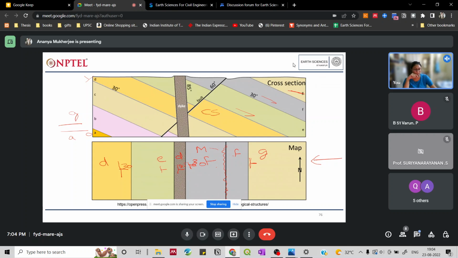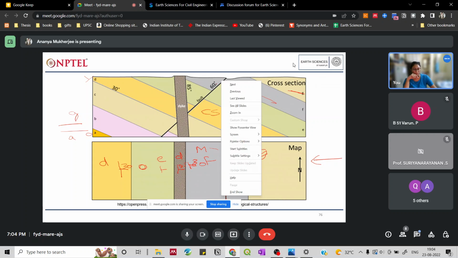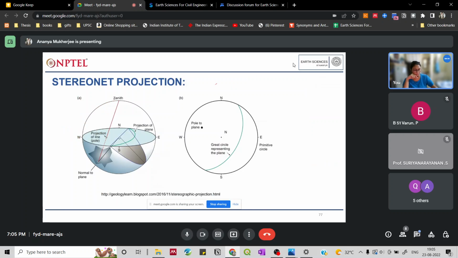Now the fault direction you cannot see on top. How will you know the fault direction? Again, by understanding that younger beds are exposed over here and older beds are exposed over here, you can say that this has moved downwards. Why?